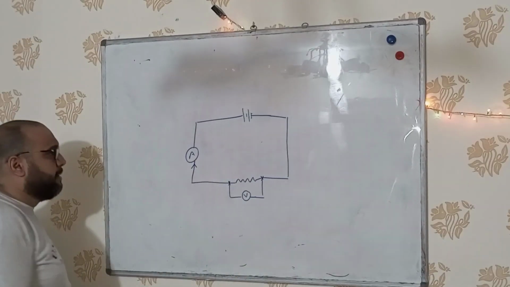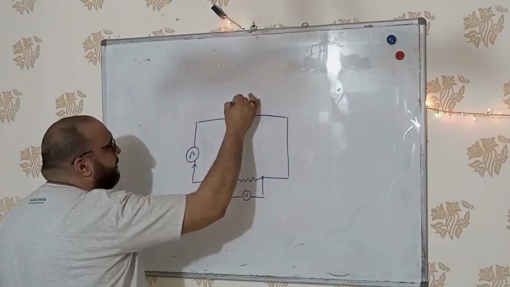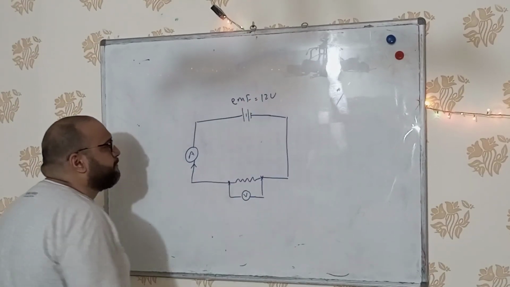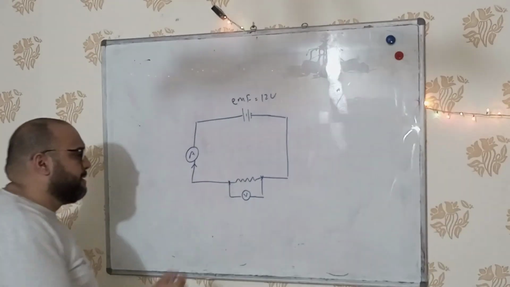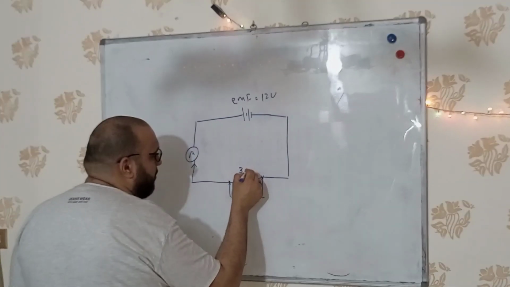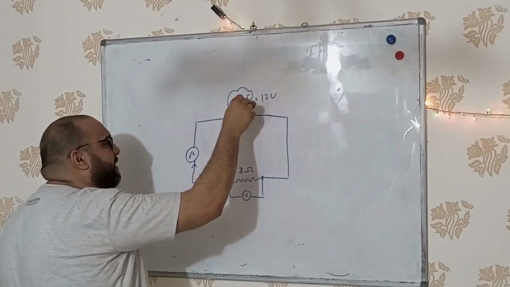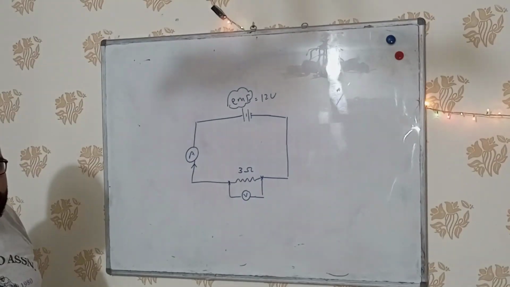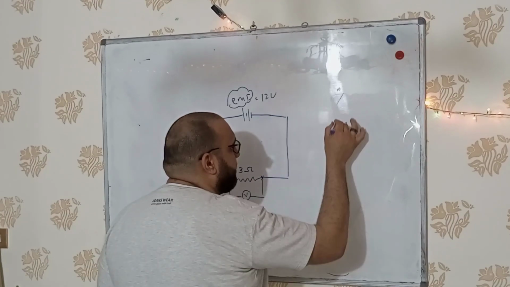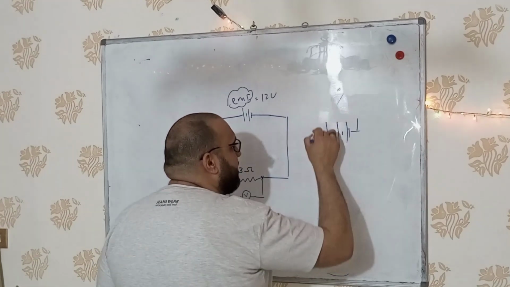Here's a circuit. The battery has an EMF of 12 volt and the resistor has a resistance of 3 ohms. What is the EMF, guys? Let's remember the meaning of EMF. EMF is the potential difference between two terminals of a battery. Here is the battery, so I'm going to measure the potential difference between its terminals.